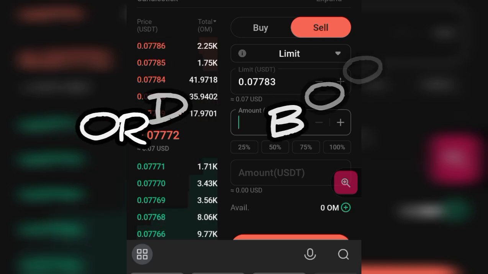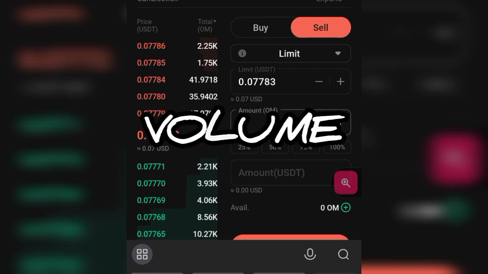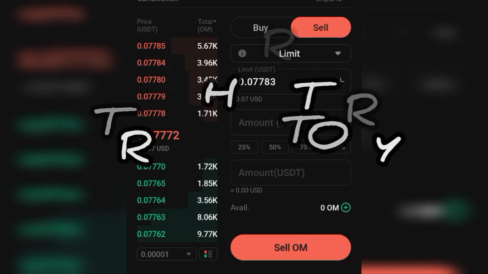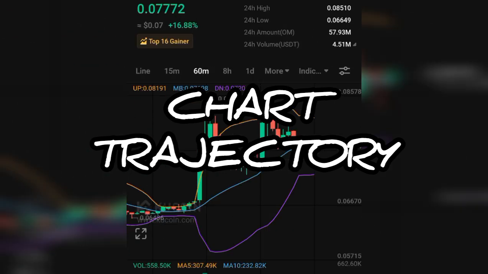Make sure that you use the order book. Make sure that you use the volume. Make sure that you also look at the trajectory of the chart before you make a trading decision. I hope you learned a lot.